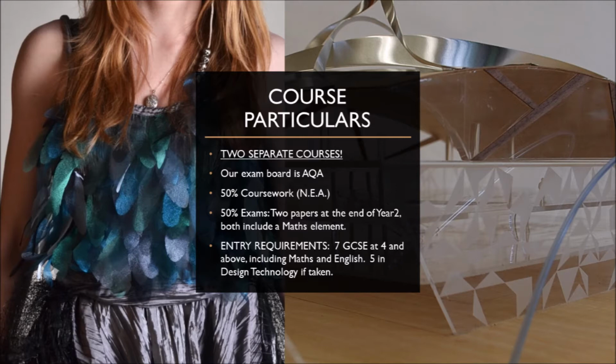The entry requirements for both courses are 7 GCSEs at 4 and above, including maths and English. So that's similar to all the other A-levels at Long Road. And we do ask that if you have taken GCSE Design Technology, that you've gotten a 5. And we just put that in there to stress the sort of jump from GCSE to A-level. So if you're studying GCSE Design Technology now, aim hard for that 5. But likewise, if you weren't able to take the GCSE, we won't stop you from enrolling on the course.